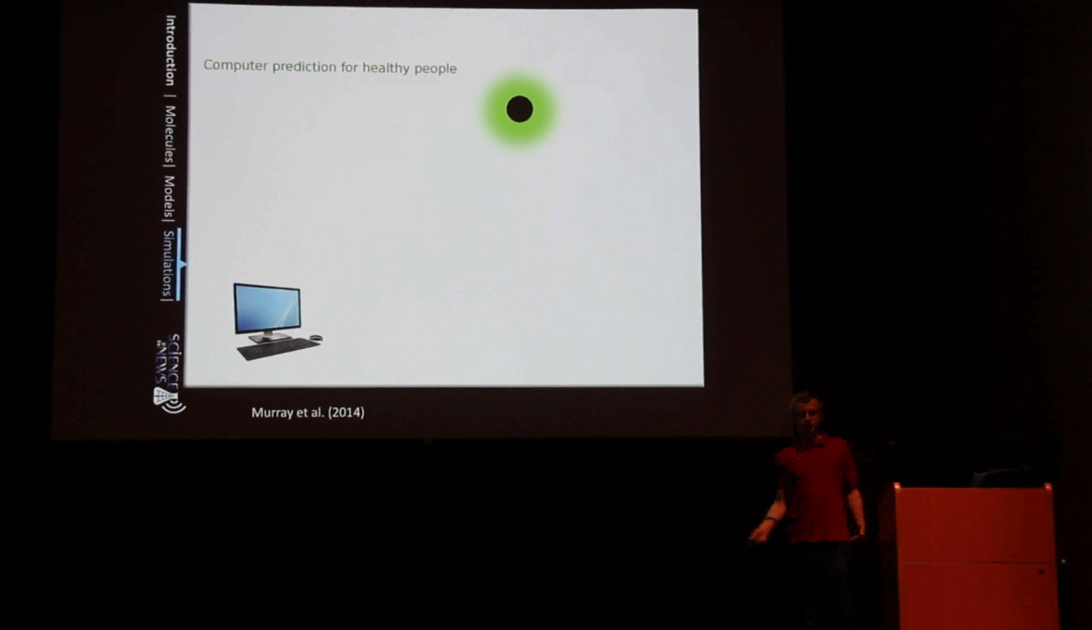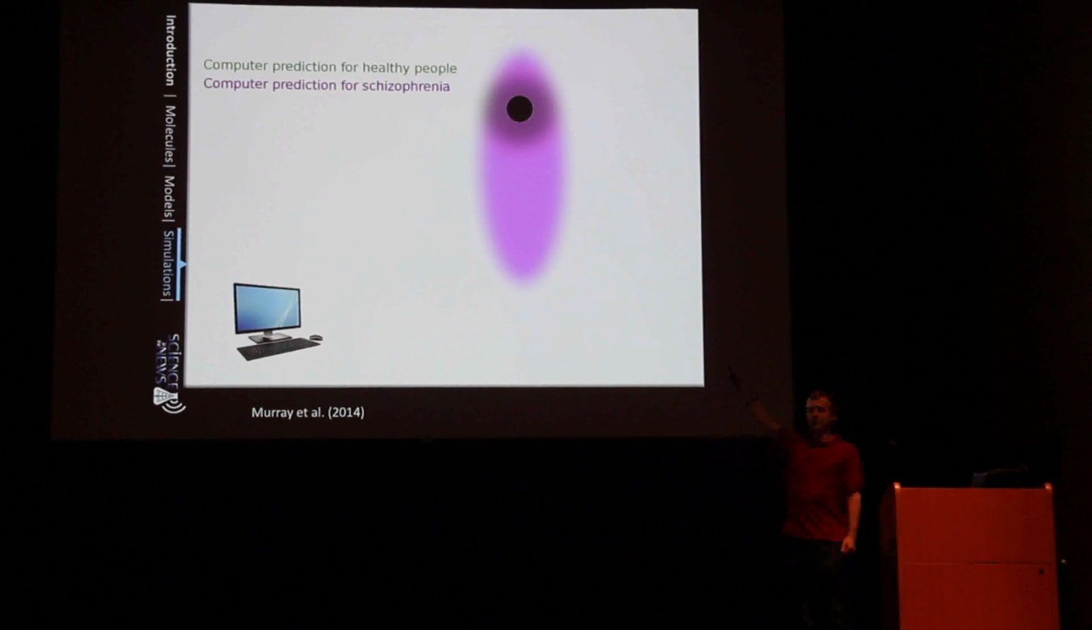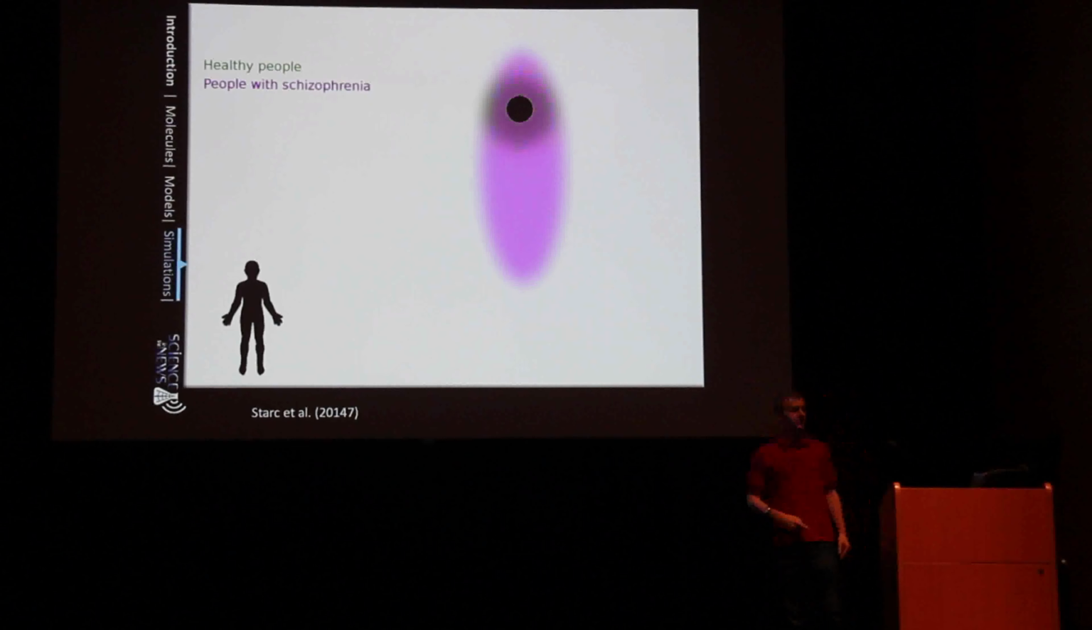So, we gave this to our computer model to try and make predictions. And our computer model predicted that healthy people would still look right near where the dot was. But the computer also predicted that people with schizophrenia, or people who had damaged versions of this protein, would look more like that. Now, it wasn't for a couple years after the researchers made this prediction that they were able to finally test this in people. And guess what they found? Healthy people looked like this. And people with schizophrenia looked like that.